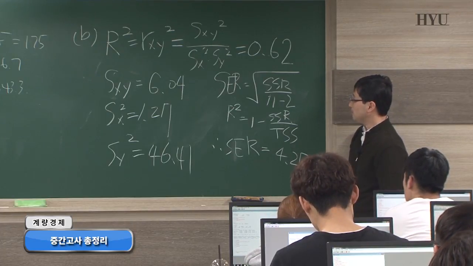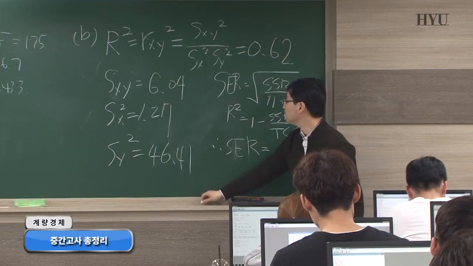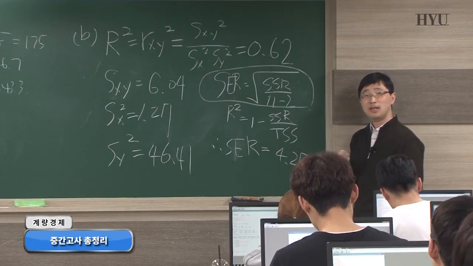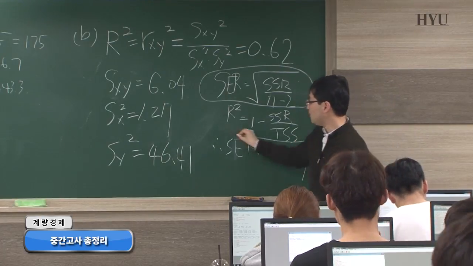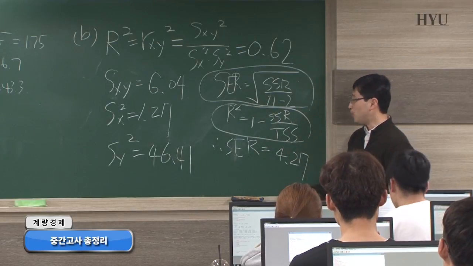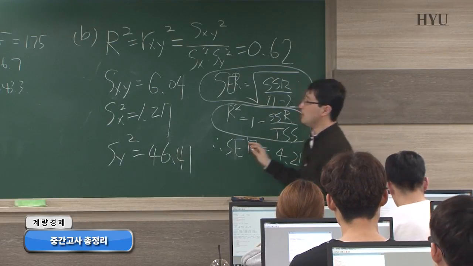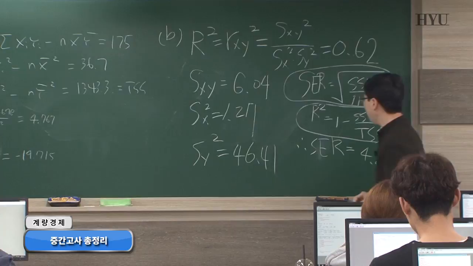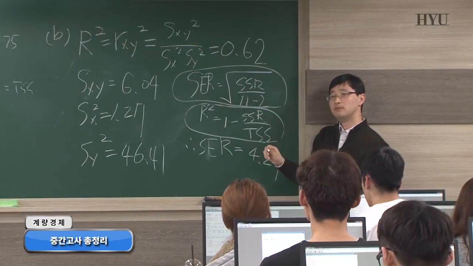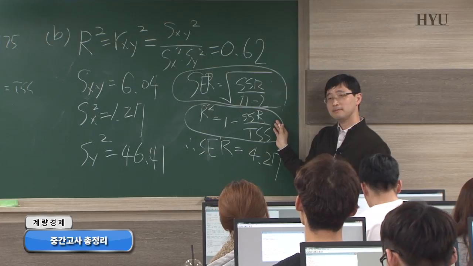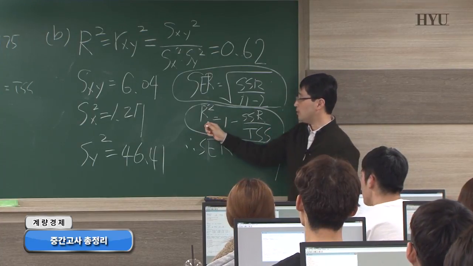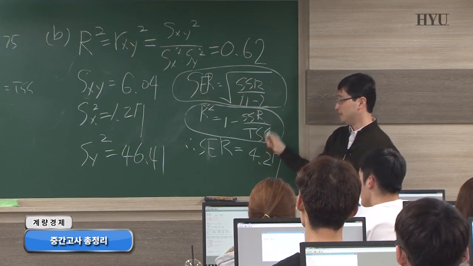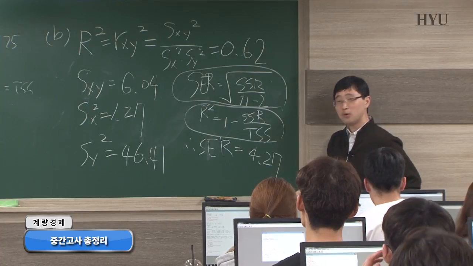For the SER, you have to remember this formula, right? So we need SSR. So where did the SSR come from? It's from this formula again. So there are a lot of formulas you have to memorize. So TSS is here. This is TSS. And we know that R squared is 0.62. So you can figure out SSR, right? TSS is known, R squared is known. So you can find out the SSR. You plug this SSR into the formula. You can figure out the SER, which is 4.2.